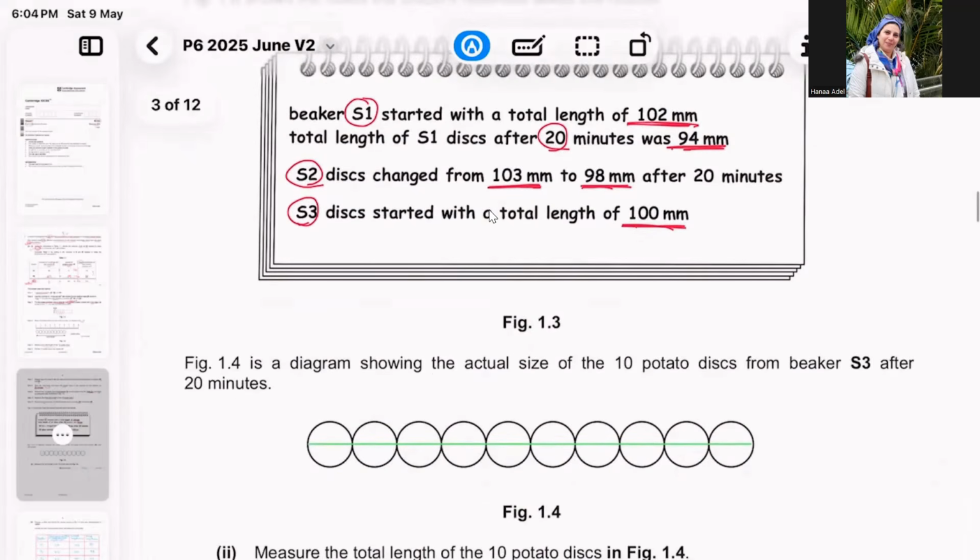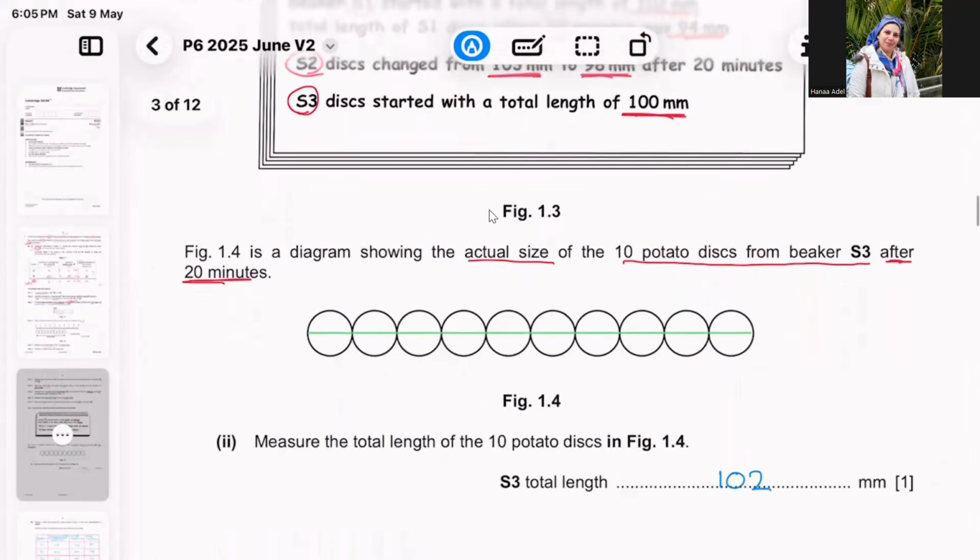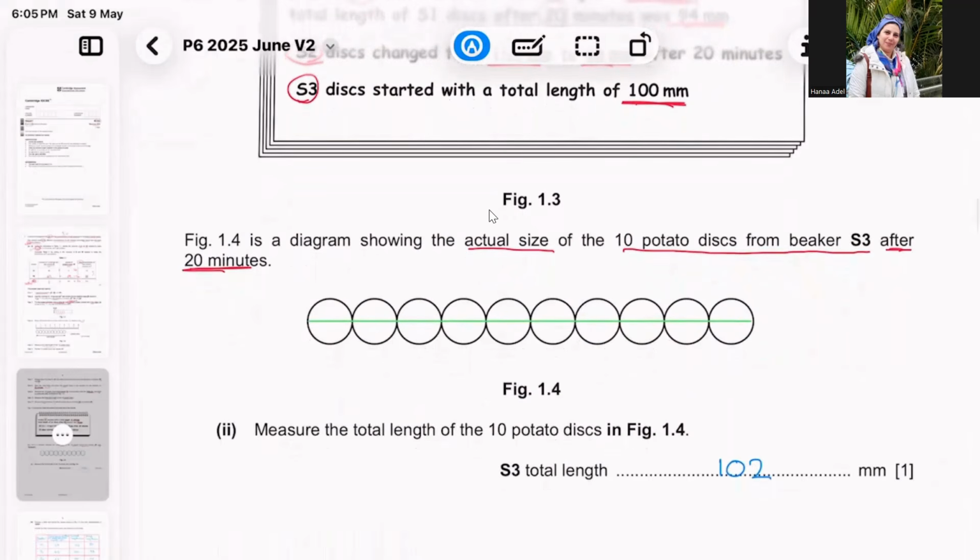Figure 1.4 is a diagram showing the actual size of 10 potato discs from beaker S3 after 20 minutes. So we have to bring the ruler and measure the total distance, and we have to convert it into millimeters. So if your measurement is, for example, 10.2, we have to multiply it by 10, because 1 centimeter equals 10 millimeters. So 10.2 multiplied by 10 is equal to 102.